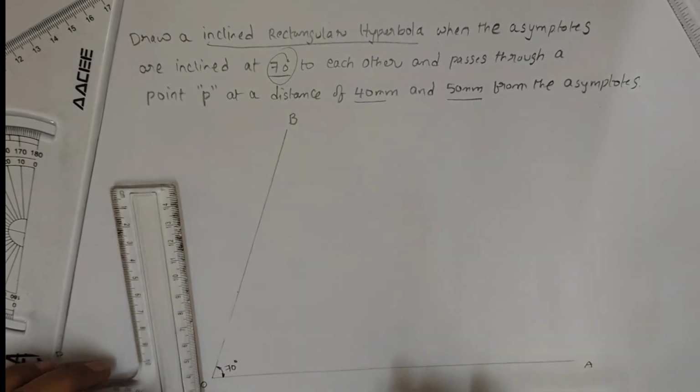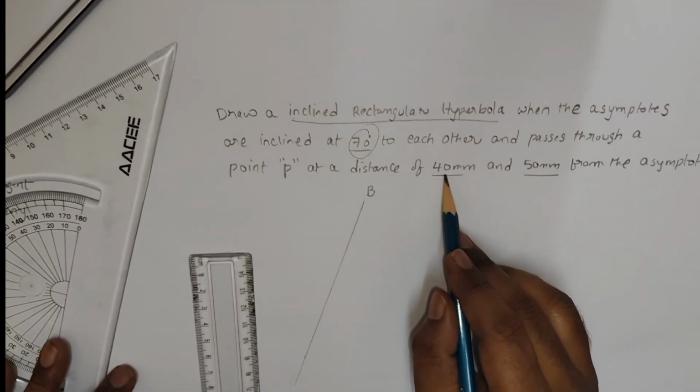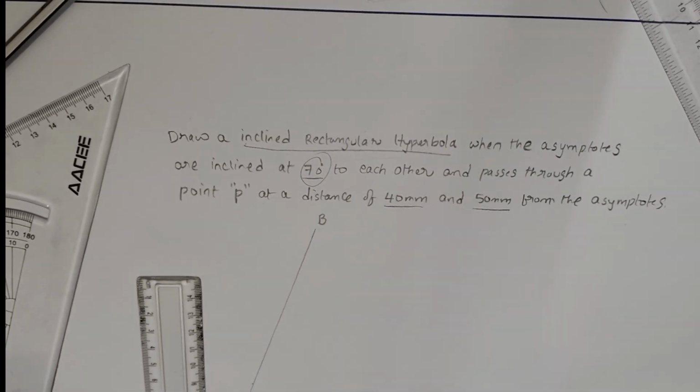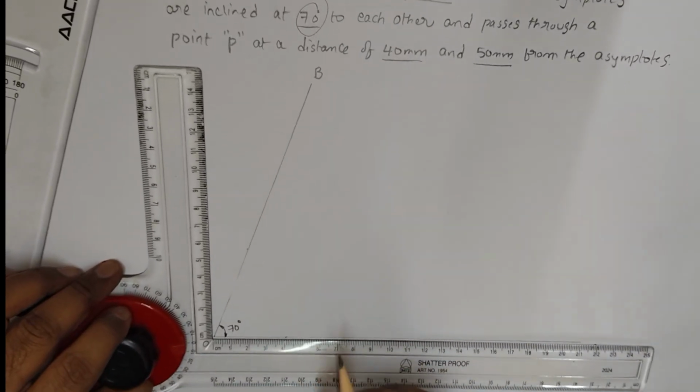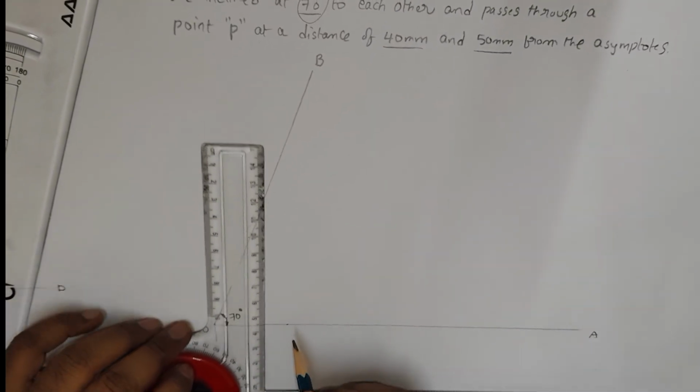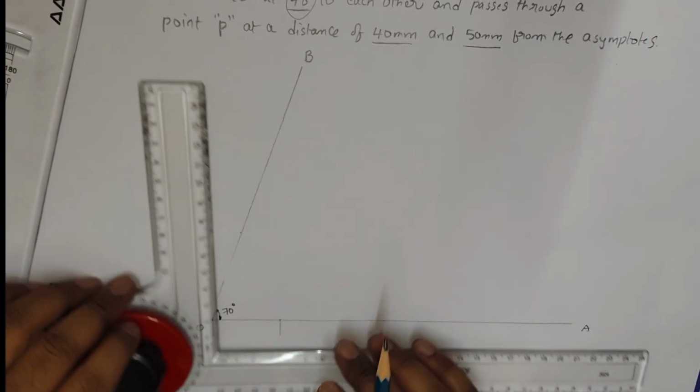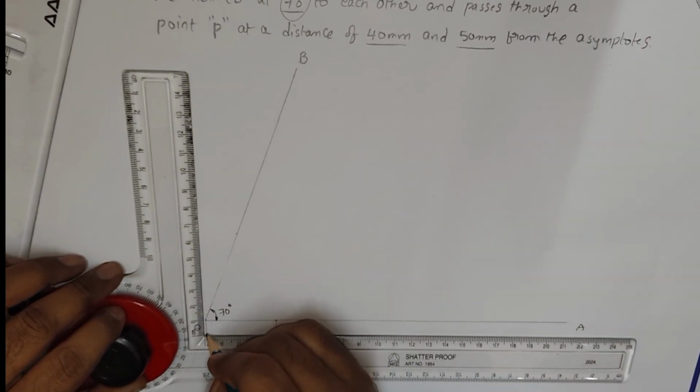So now, in the question they have given that the point P is 40 mm and 50 mm from the two asymptotes. So I am taking 40 mm from the OA asymptote. This is 40 mm. The distance is 40 mm. So I am mentioning the dimensioning, 40 mm.